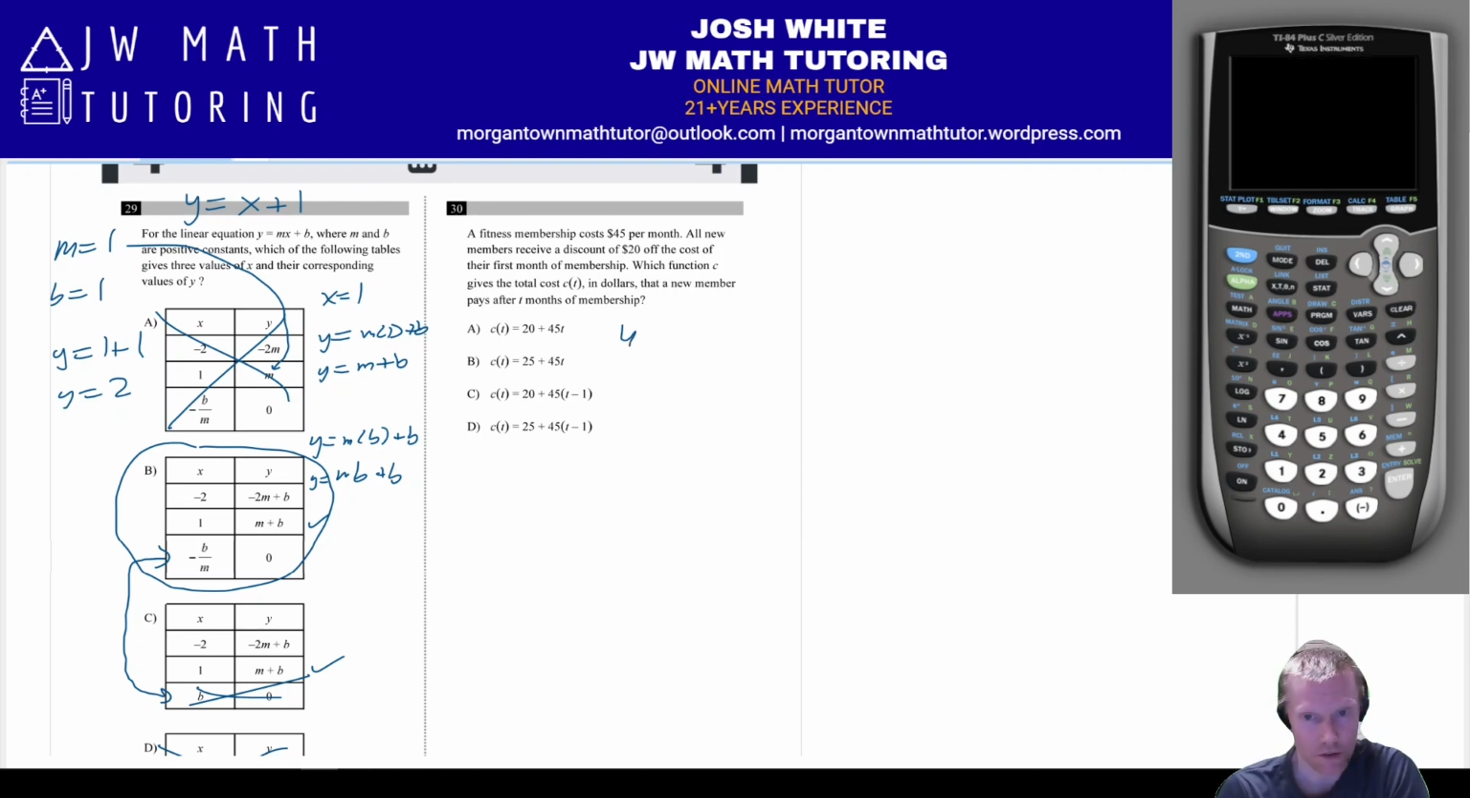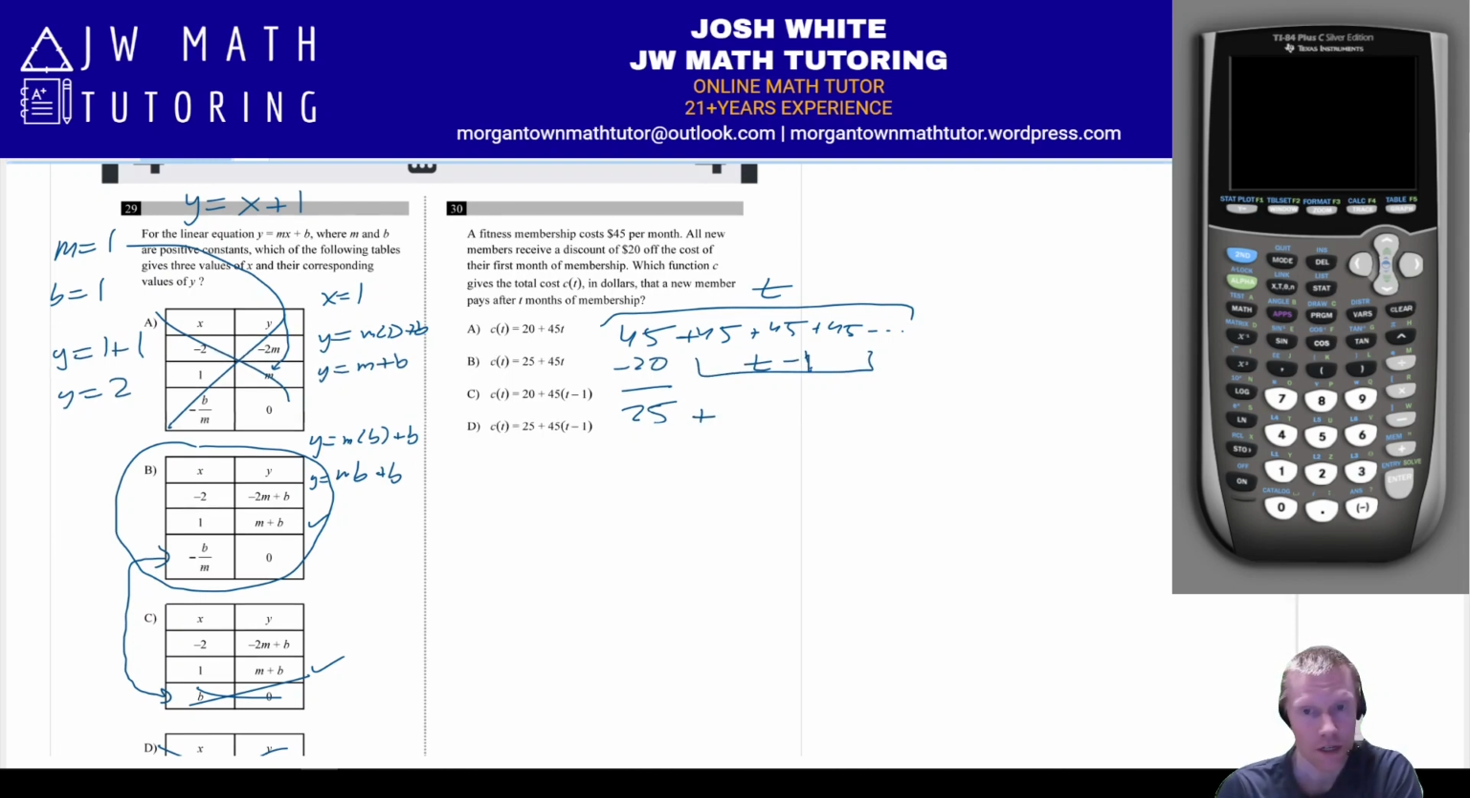One way to think about this is, it's like 45 plus 45 plus 45 plus 45, and so on, for T months in total. The number of months here is T. So the first one has a discount of $20. So you take that off. Therefore, the first month is $25. Then all the remaining months are $45. How many remaining months are there? Well, it's T minus 1 because I excluded the first month, which has the discount. So the number of months left, which are $45, is T minus 1.